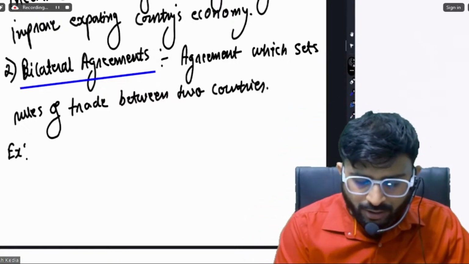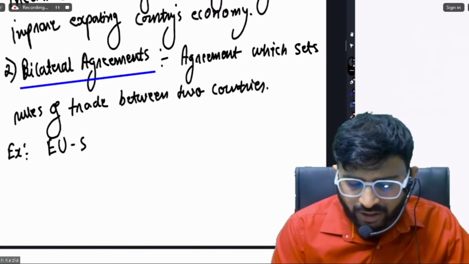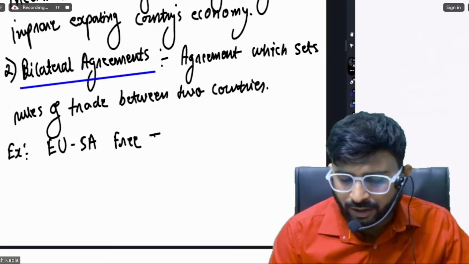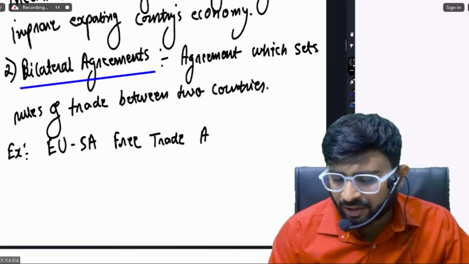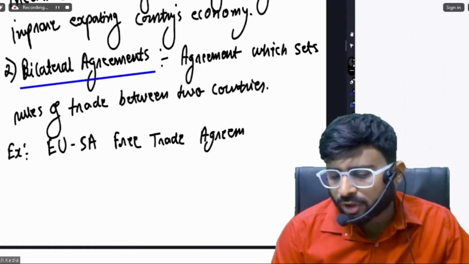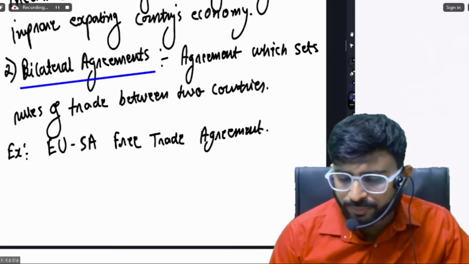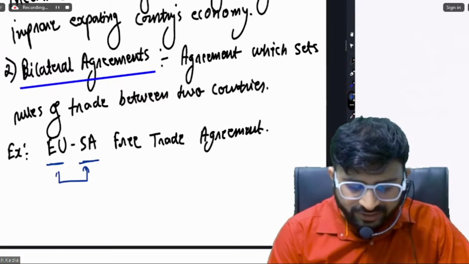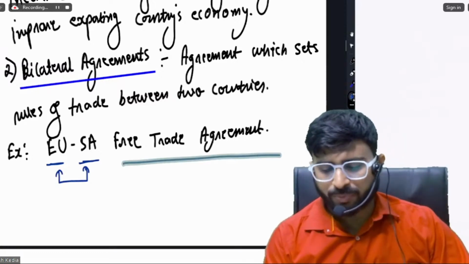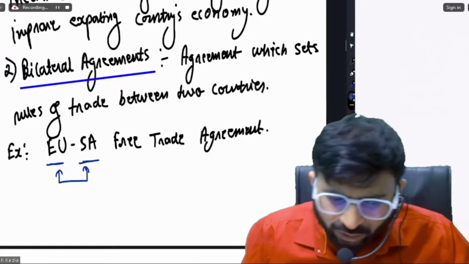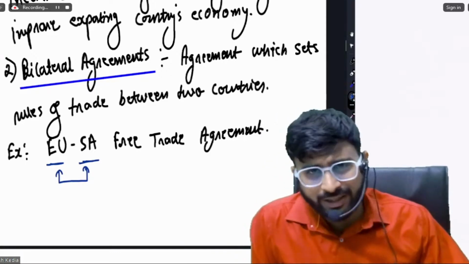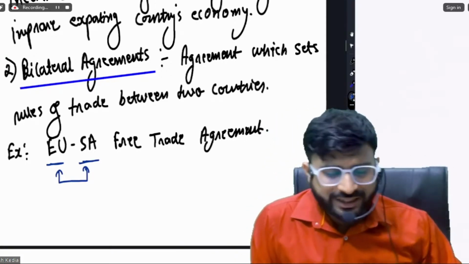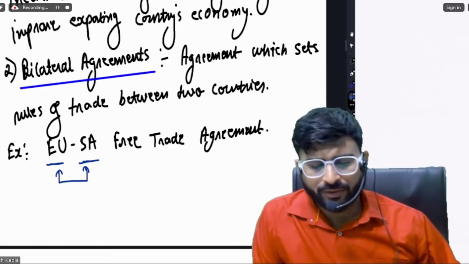Example, EU, South Africa free trade agreement. So it is like two countries now. EU consists of multiple countries. EU is basically European Union and SA is South Africa. So this is mutually going on. That is why it is bilateral agreement between two countries or two organizations. It can be anything. Two parties are involved. That is bilateral agreement. Understood? Yes, sir. Understood. It's very easy.